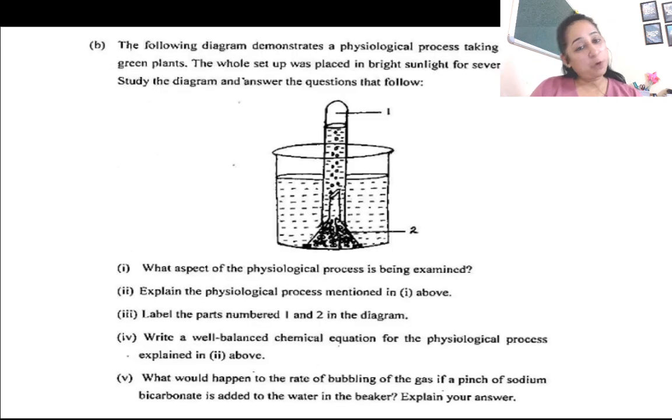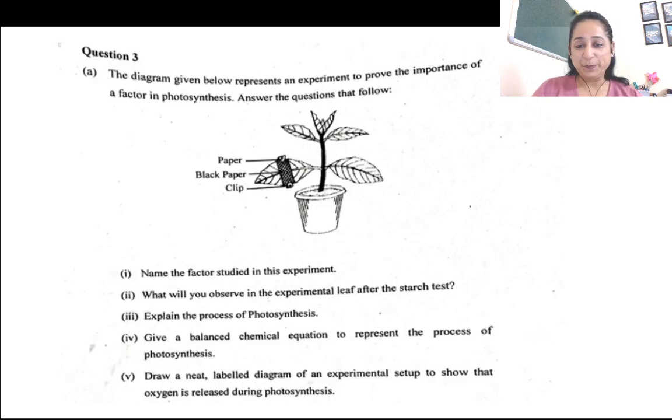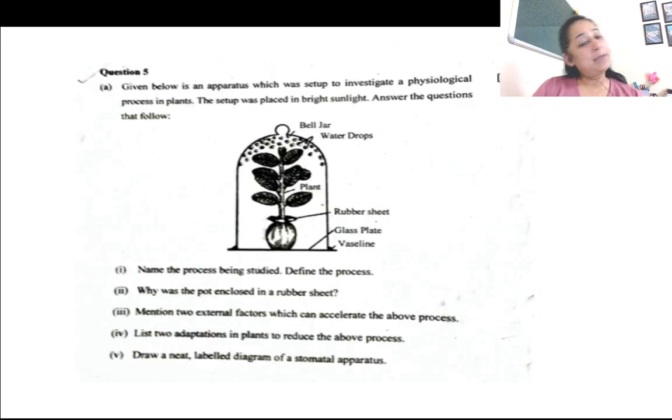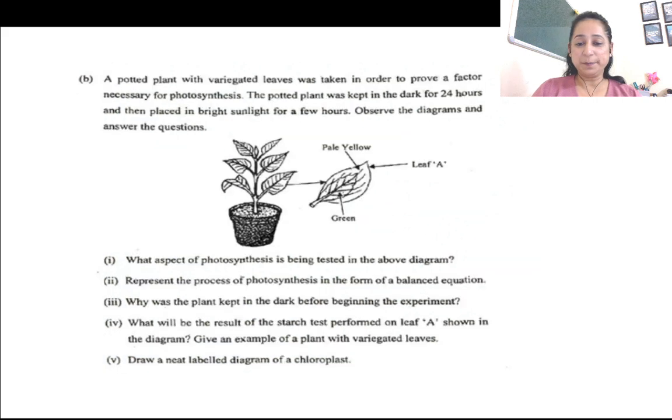Here again a water aquatic plant, but here we are talking about evolution of oxygen, so we will answer accordingly. This has a black paper, not a cobalt chloride paper, a black paper. So herein sunlight is important for photosynthesis, and the experiment is covered. Again bell jar wala question, same question.